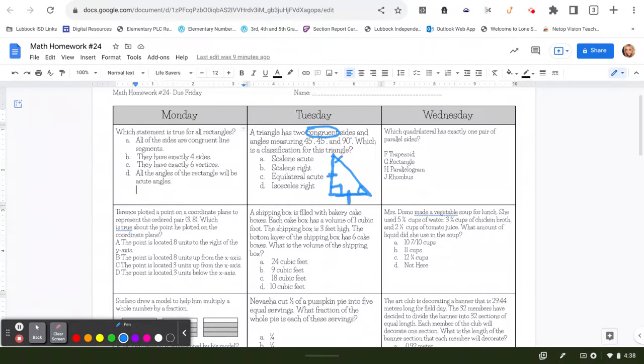So what is the classification? Well, I know I have a right angle in there. And any triangle can only have one right angle. So I can immediately get rid of A and C. Okay, so I have left scalene right or isosceles right. I see isosceles, I have 2 sides the same.